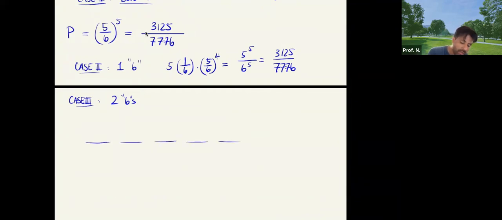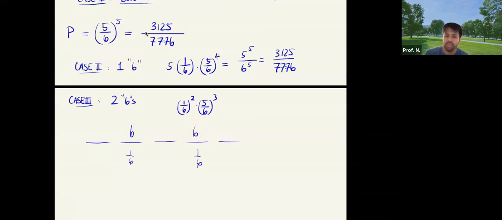I want 2 6s. To get 2 6s, I must have 1/6 squared, because if this is a 6 and this is a 6, I have 1/6 of that chance happening, 1/6 of that happening. And the rest of them have to be non-6s. So this is 5/6 cubed. And then the question is, how many ways can I have the 6 appear? I can have it in the 2nd row and in the 4th row. I can have it in the 1st row, last row. How many ways do I do that?